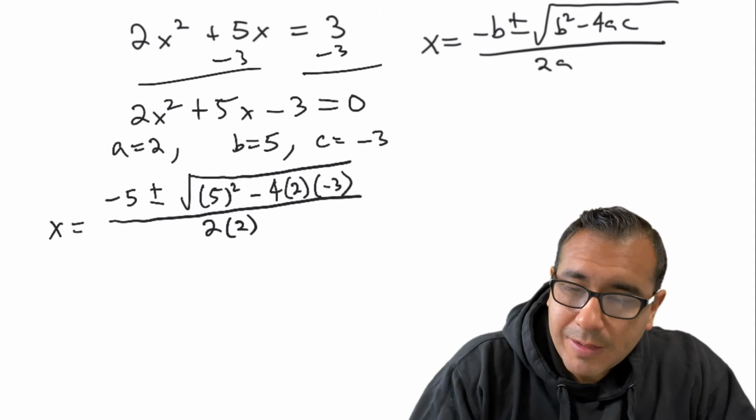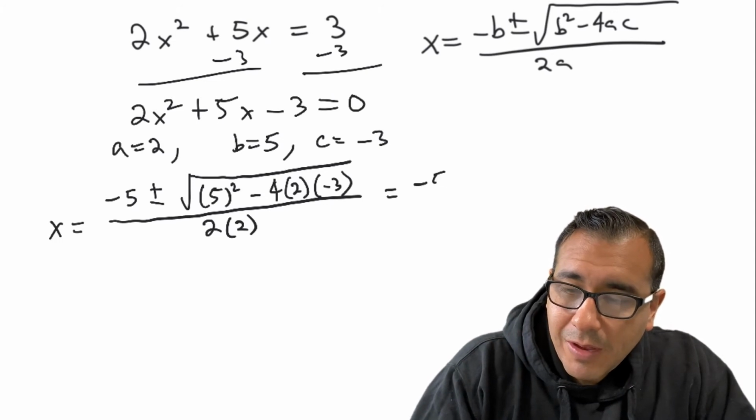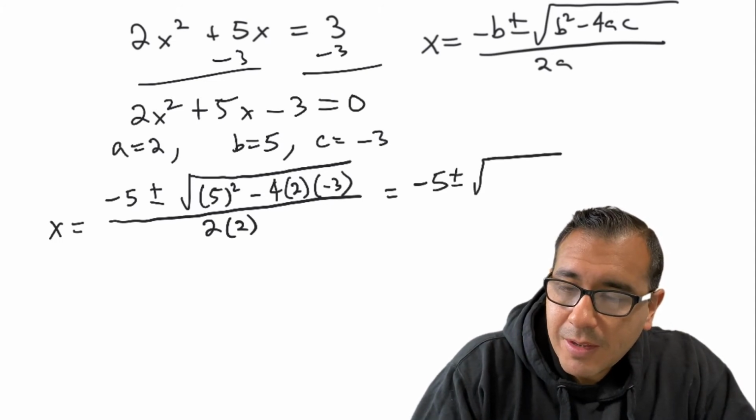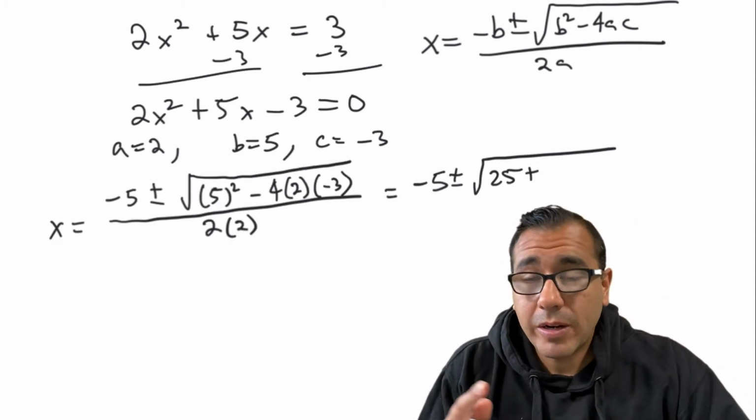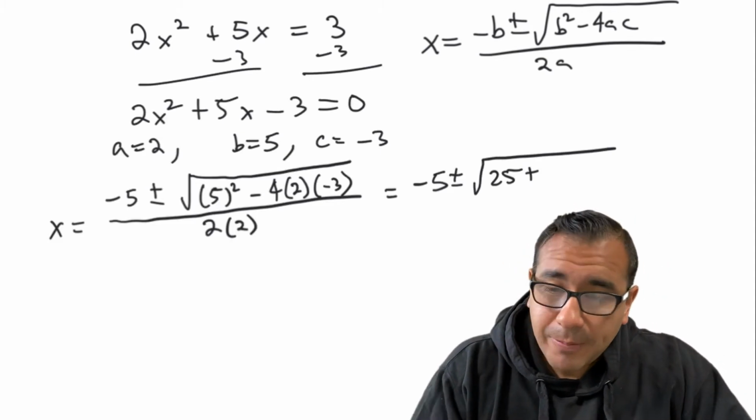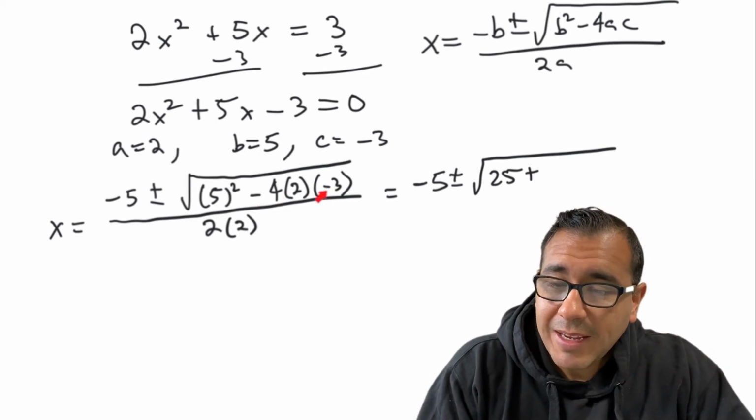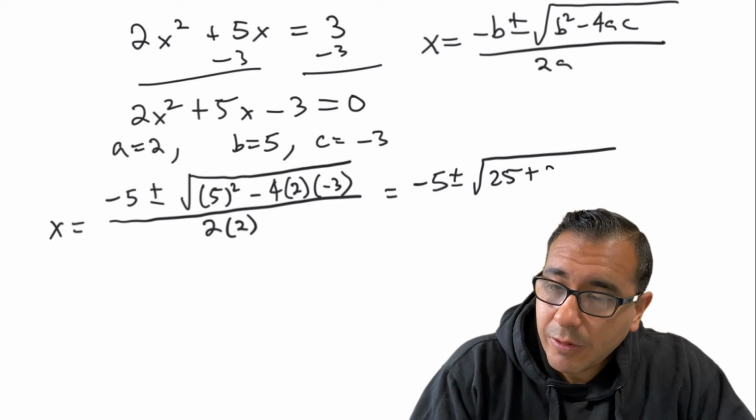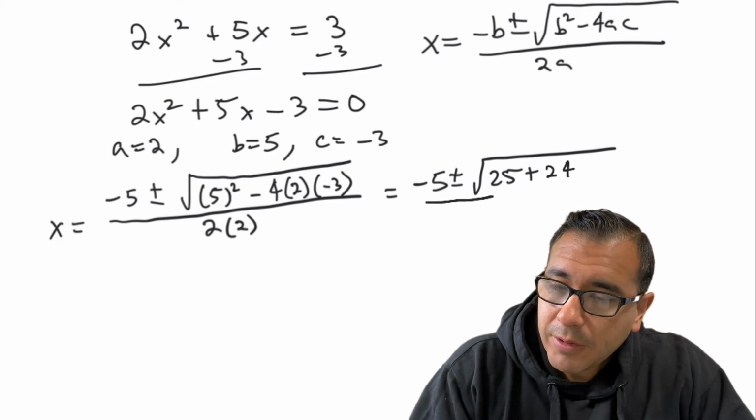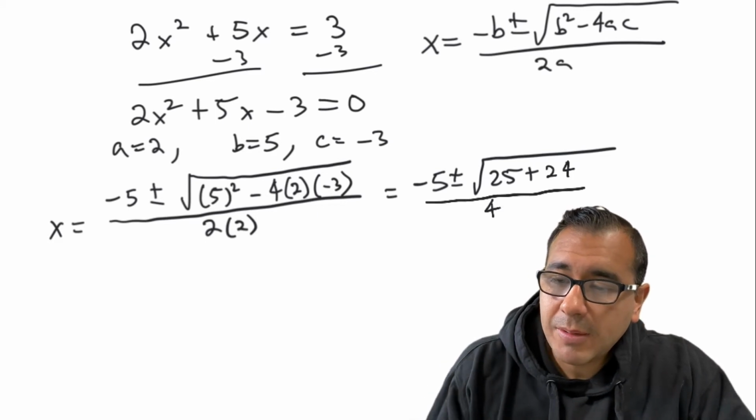So let's go ahead and simplify this. So we get negative 5 plus or minus the square root of 25, right? Because 5 squared. And then notice what we have here. We got a negative and a negative, so that's why I have a positive here. And we have 8 times 3, which is 24. And then we're dividing that by 4 because we got the 2 times 2 on the bottom.